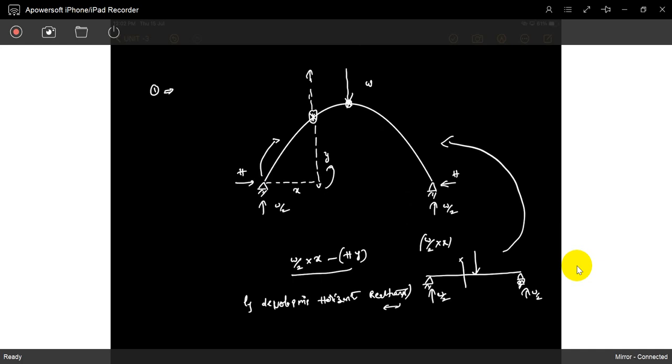By the development of the horizontal reactions, the bending moment in the span is decreasing. Are you understood? So if you want to construct a very small size, then you have to provide a linear, see, arch type. Because if you see, bending moment is decreasing, so to counteract that bending moment, we have to provide a cross section.